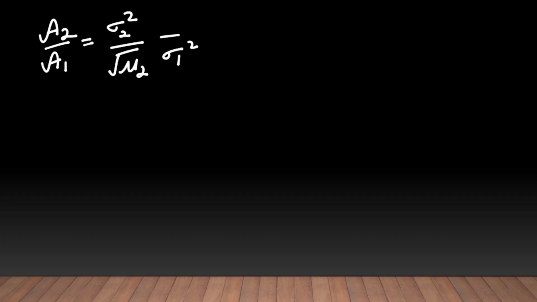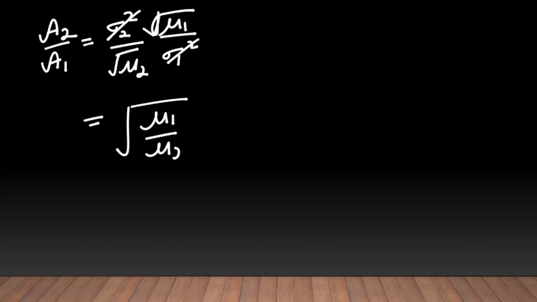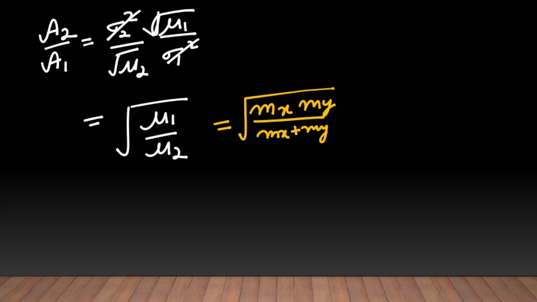So A2 upon A1, sigma for that is constant. This was sigma 2 square upon the root of mu 2 into sigma 1 square upon the root of mu 1, right? The sigma values we have got are the same, so these you can cancel out. So this becomes equal to the root of mu 1 upon mu 2. So the first reaction was between x and y. So mu is the reduced mass for them, so it will be mass of x into mass of y upon mx plus my. This is under root. This is for mu 1.